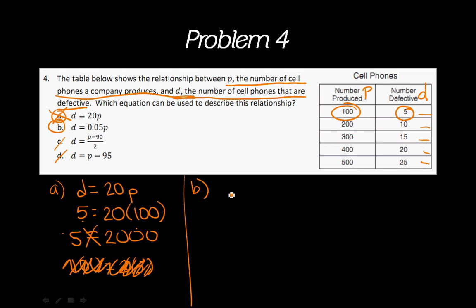So now let's do B. We have D is 5 again, 0.05, and my P is 100. So if I do 0.05 of 100, I get 5, and clearly 5 equals 5, so that works out.